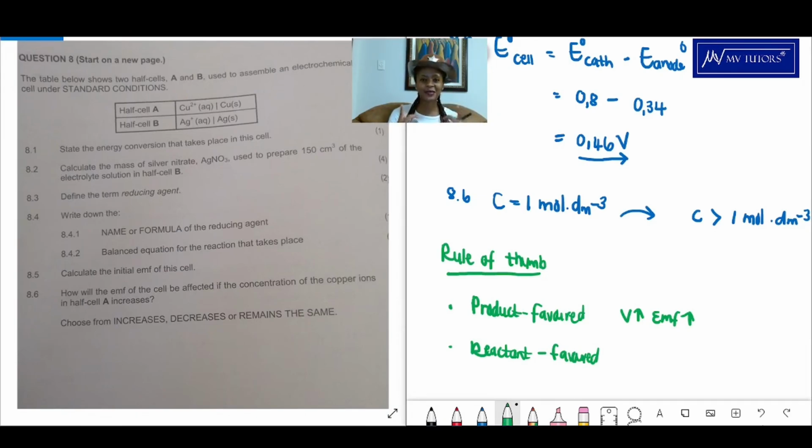I think the camera is pointing the other way. But anyway, product favored, you're going to the right, so it's forward reaction favored. And then reactant favored, you're going to the left, so it is reverse reaction favored. That's what I mean. So if it's something that's reactant favored, then you know that your voltage will decrease. So ultimately, your EMF will decrease. Please, please, please remember this. So now let us see.